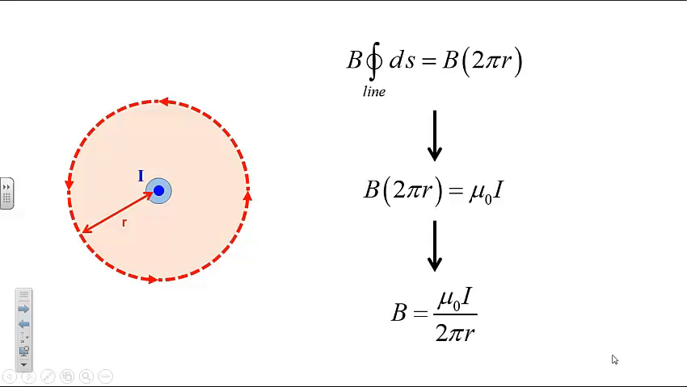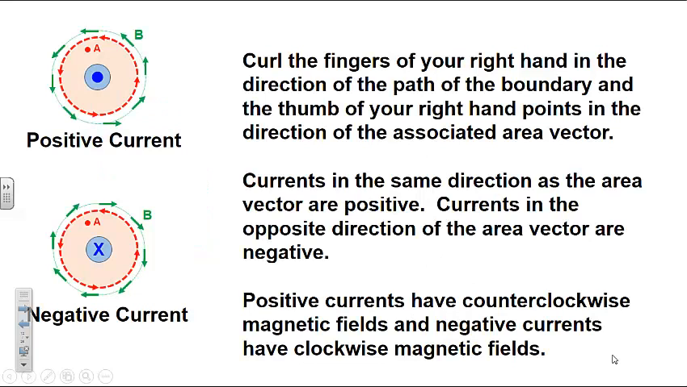We see from this equation that the magnitude of the magnetic field decreases as the distance from the current increases. We can then determine the direction of the magnetic field using a right-hand rule. Curl the fingers of your right hand in the direction of the path of the boundary, and the thumb of your right hand points in the direction of the associated area vector. Currents in the same direction as the area vector are positive. Currents in the opposite direction of the area vector are negative. Positive currents have counterclockwise magnetic fields, and negative currents have clockwise magnetic fields.